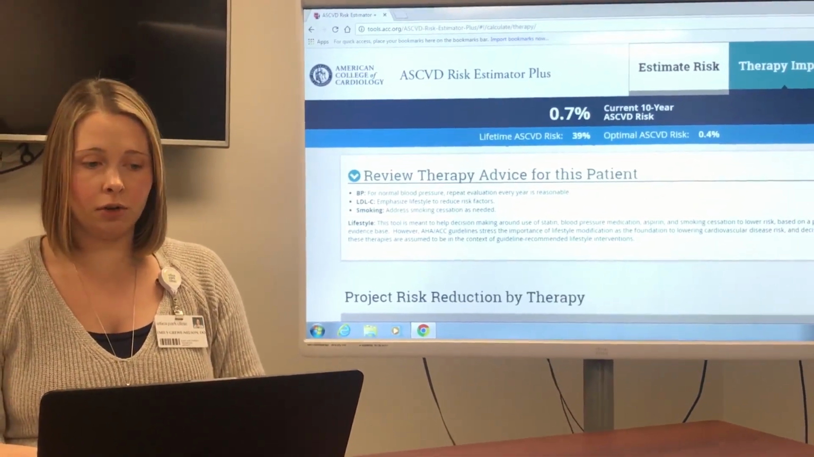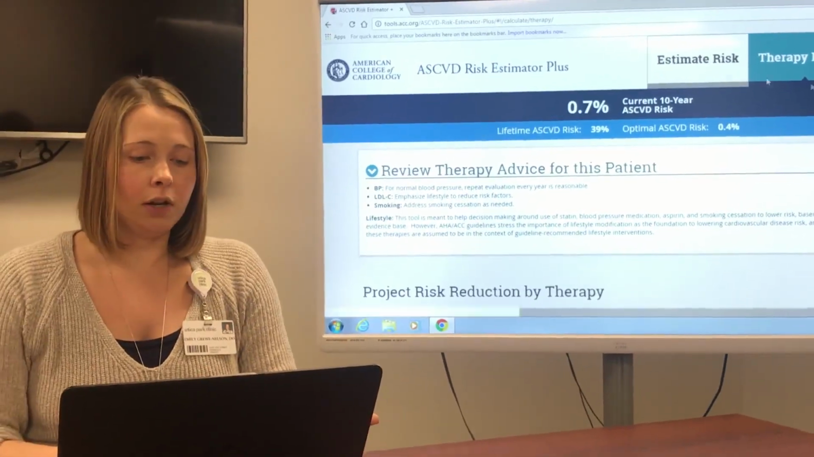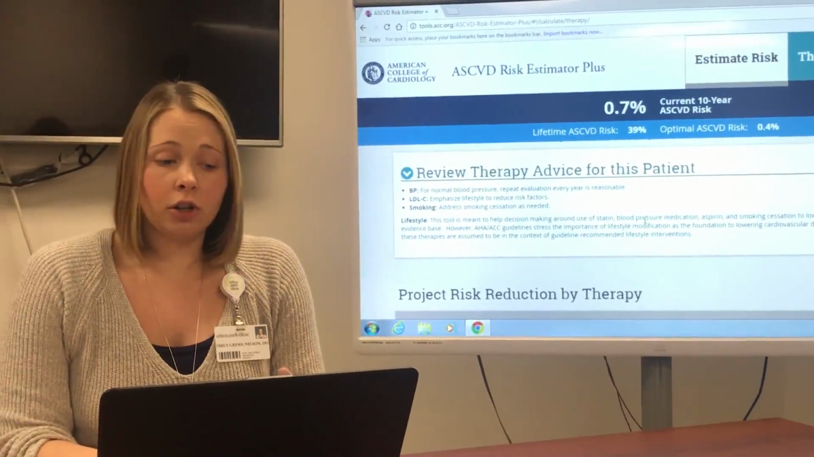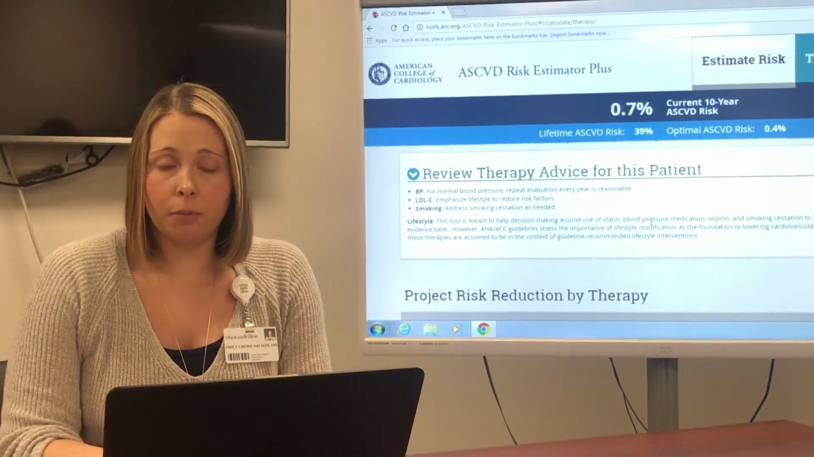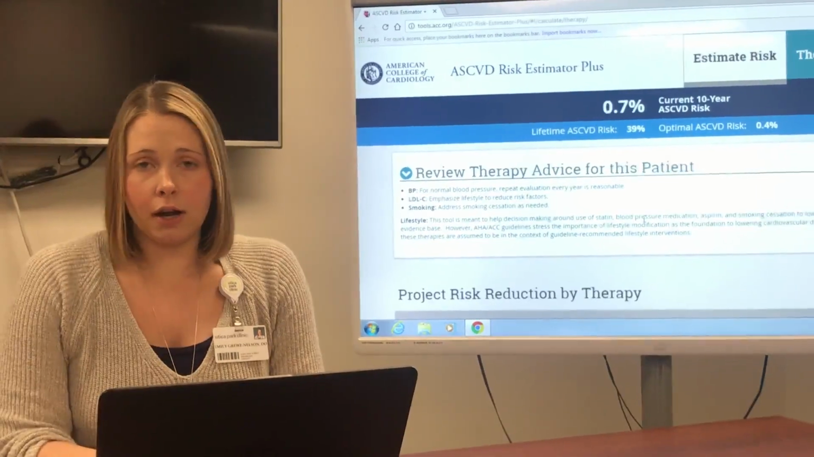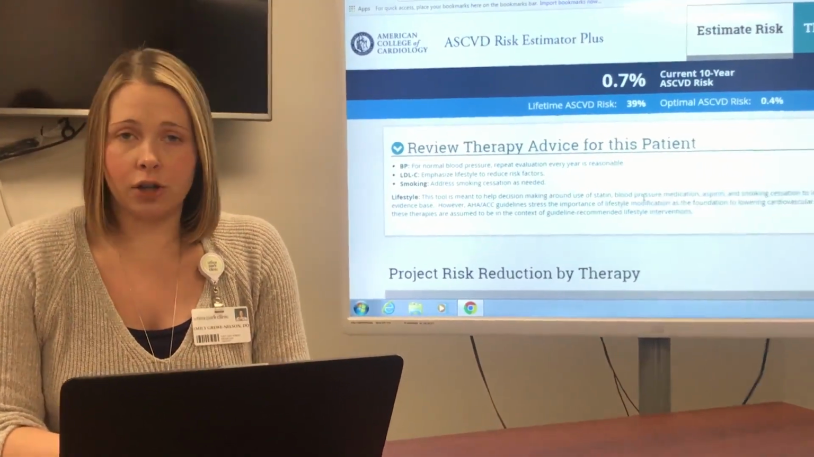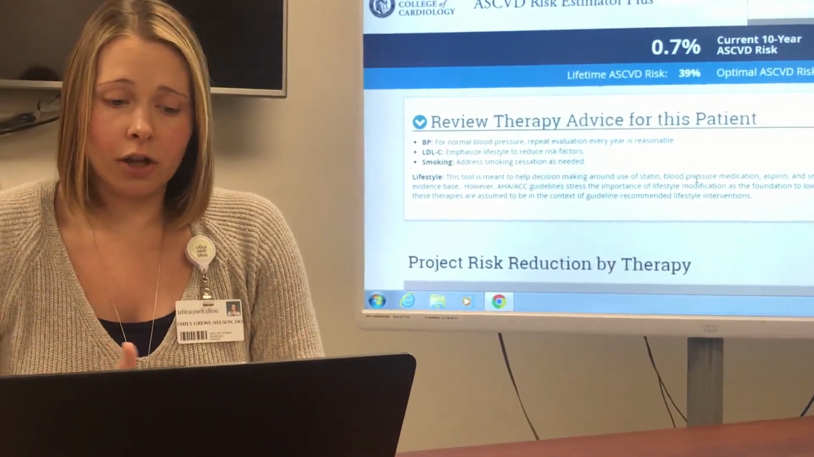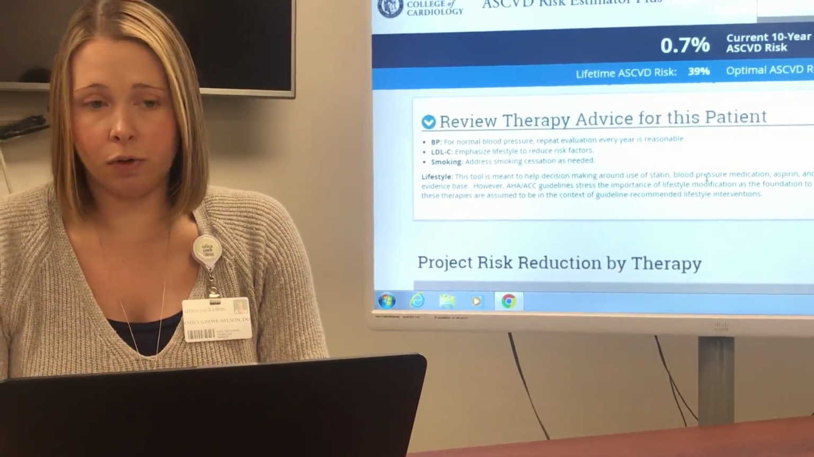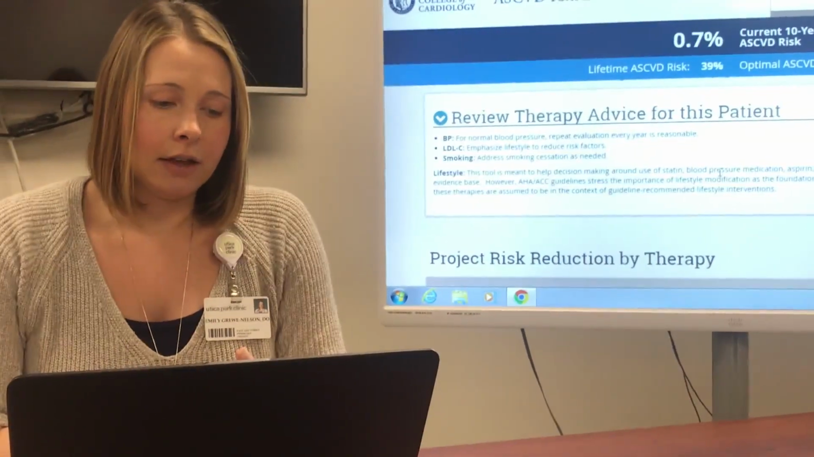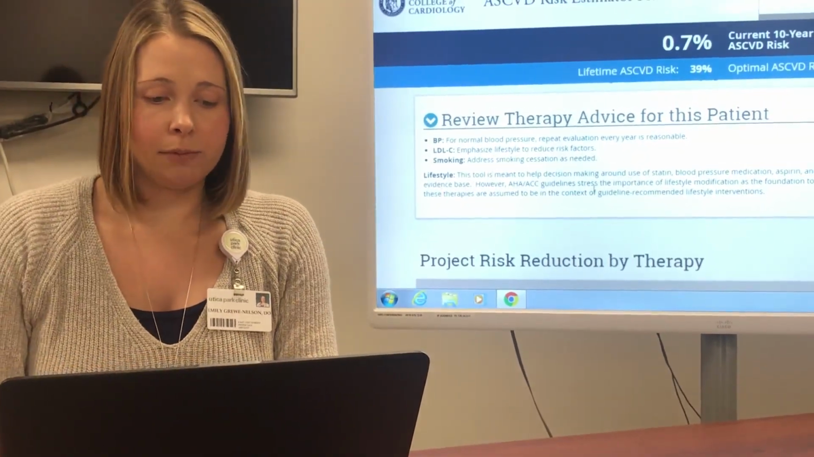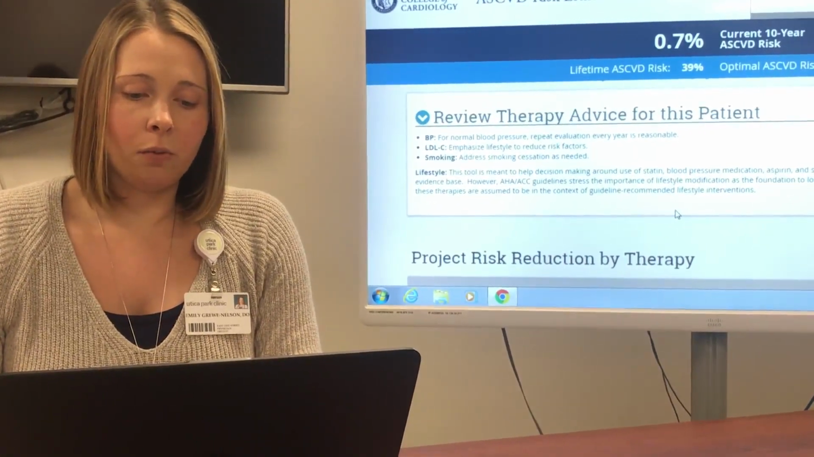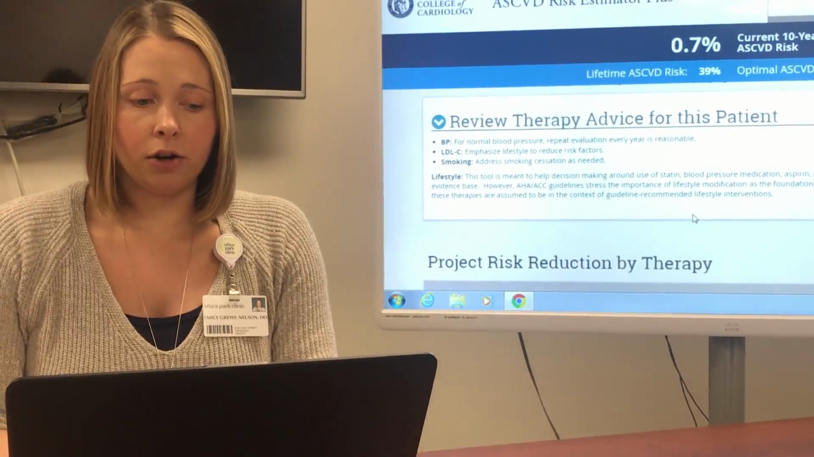Now, things that you could do outside of this, and what I usually do, and what they say here, is to talk about lifestyle changes. Your cholesterol is high, it's not in the treatment group, but we should talk about diet changes and exercise to help with that, so that you stay out of that treatment group. Make sure that you're screening for blood pressure at least once a year, and then address smoking cessation as needed. We said she's not a smoker, so these are the ways that I use this tool in patient encounters.